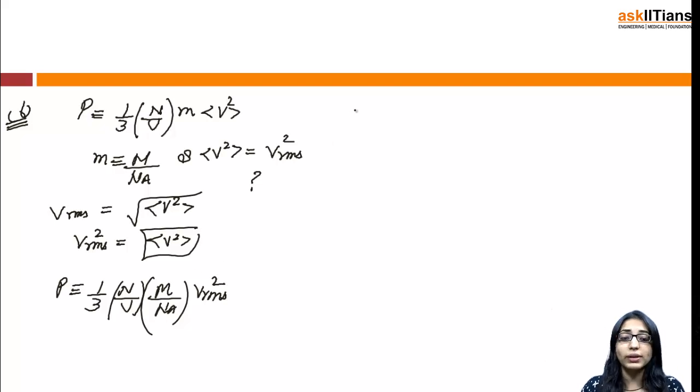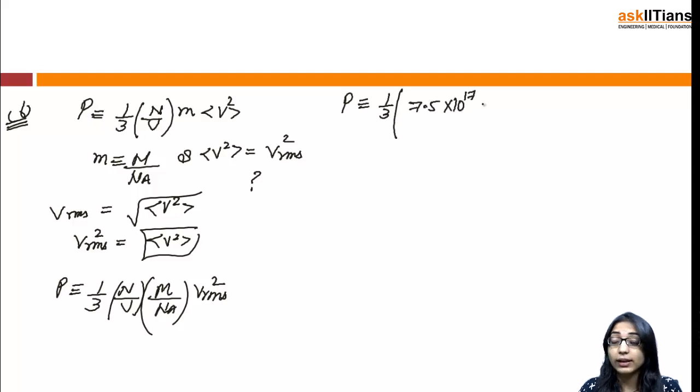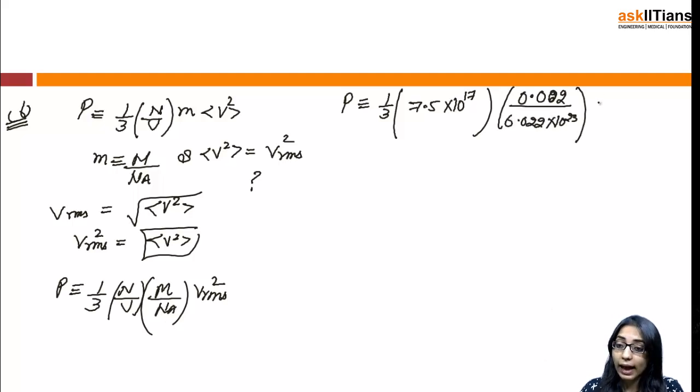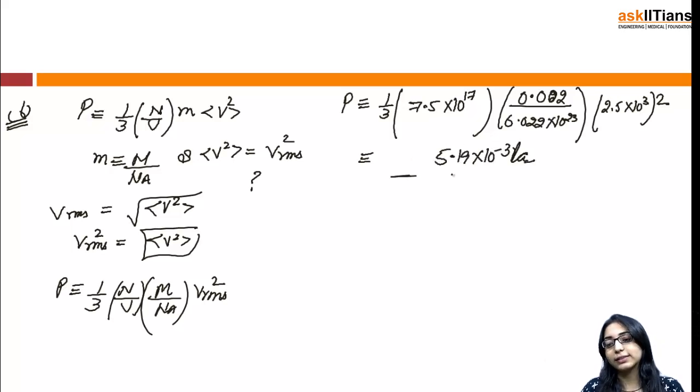Now all the values have been given to us in the question. P can be written as 1 by 3 into 7.5 into 10 raised to the power 17, since that many molecules were present per unit volume. So N by V is 7.5 into 10 raised to the power 17. Then the mass is 0.002, which is to be divided by 6.022 into 10 raised to the power 23, and the velocity is 2.5 into 10 raised to the power 3, whole square. So if I ask you to solve this, you will get the pressure nearly 5.19 into 10 raised to the power minus 3 pascals.